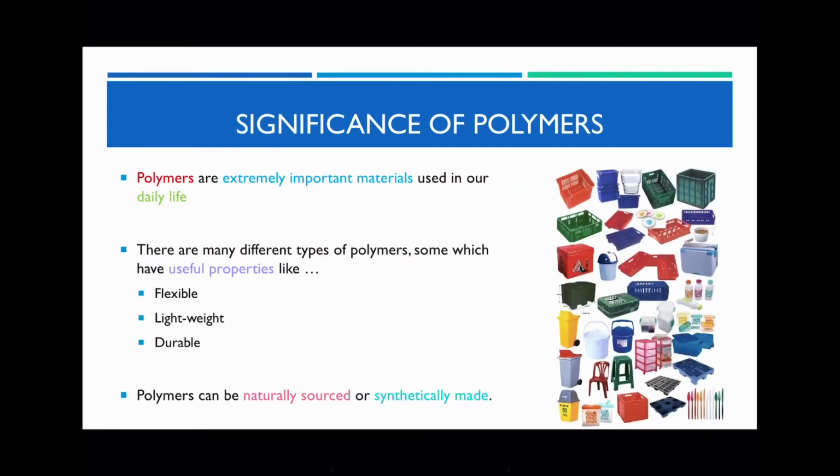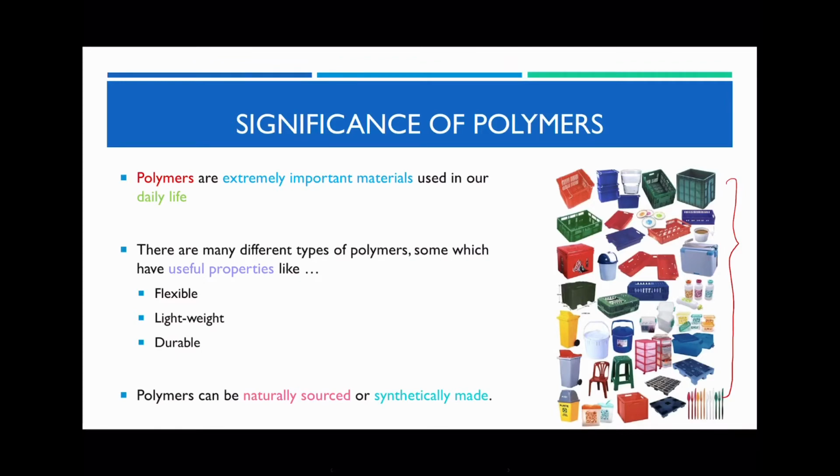Now, studying polymers is quite important because polymers are found in everyday life. They make up important materials that we use, such as plastics. They're not just limited to plastics though, as you can see here, polymers are required to make these. There are many different types of polymers, some with very useful properties: they're flexible, lightweight, and very durable as well. Other properties include being insulators to electricity.